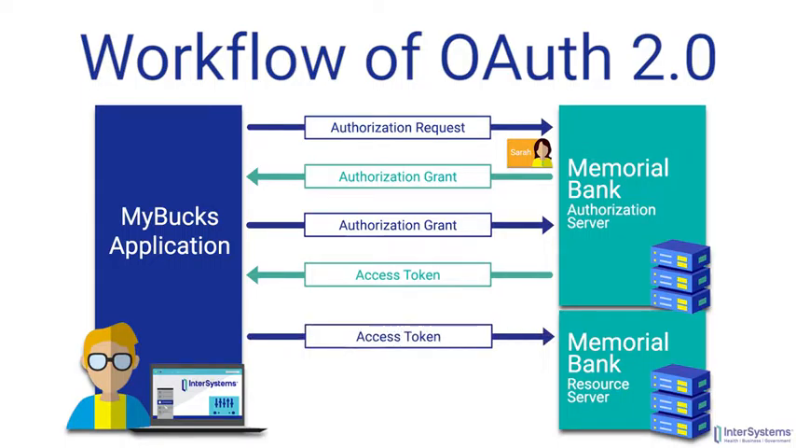MyBucks sends the request to the Memorial Bank resource server with this access token included, and Memorial Bank identifies that this token is valid to access those particular pieces of Sarah's account. The resource server sends the protected resources that were requested back to MyBucks, and the application now has Sarah's balances and transaction history to display in dashboards and metrics for Sarah.